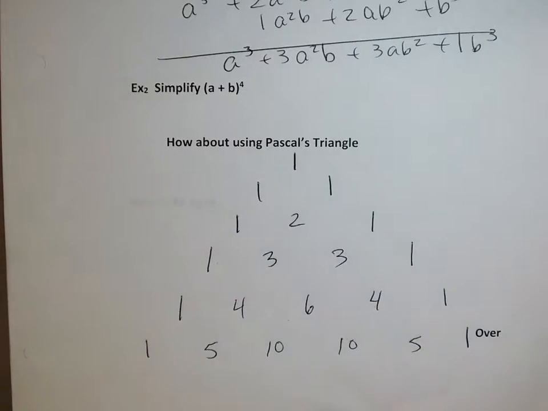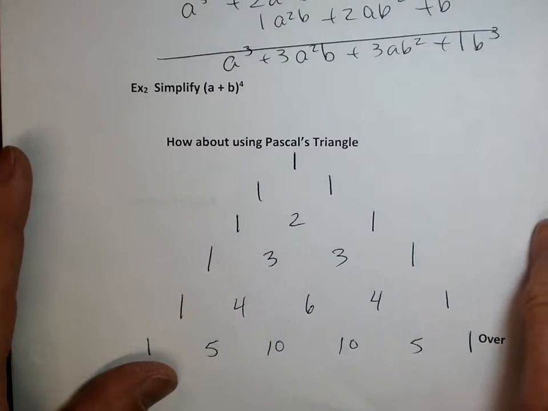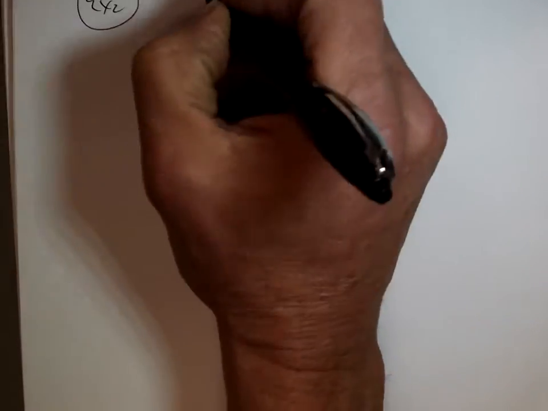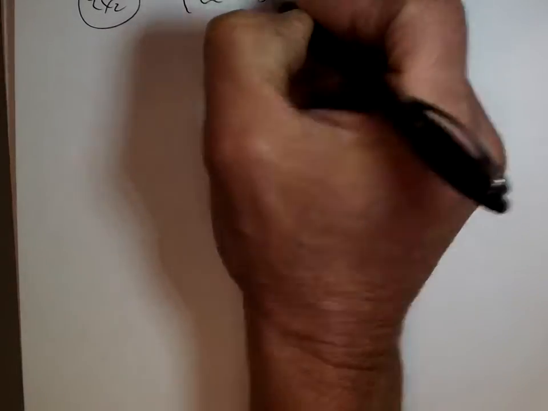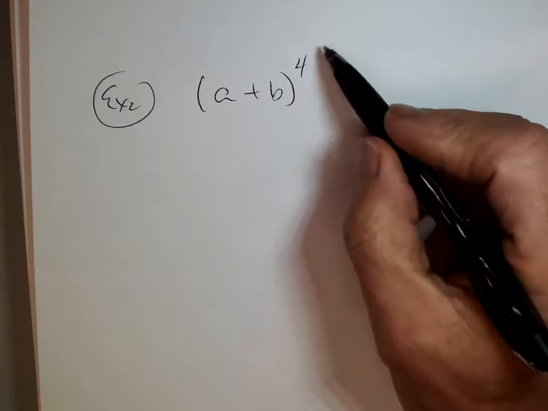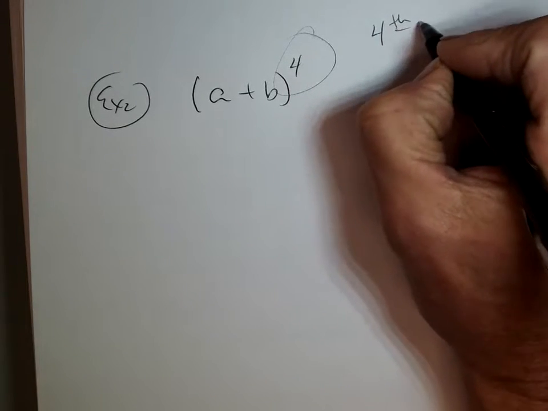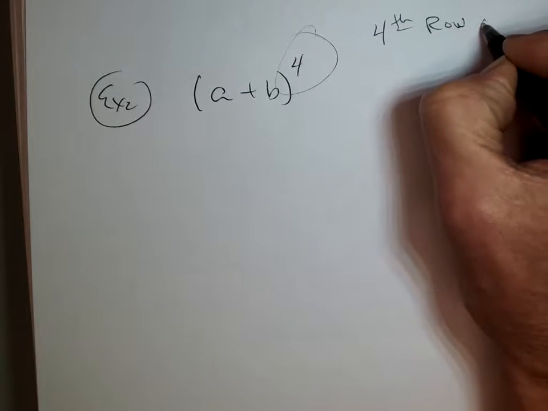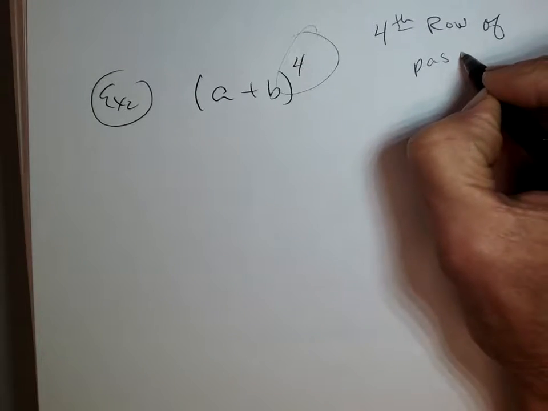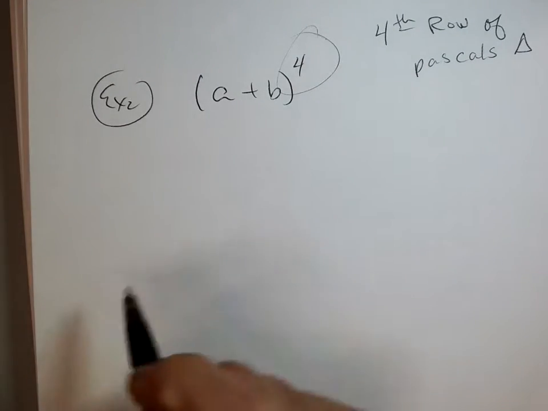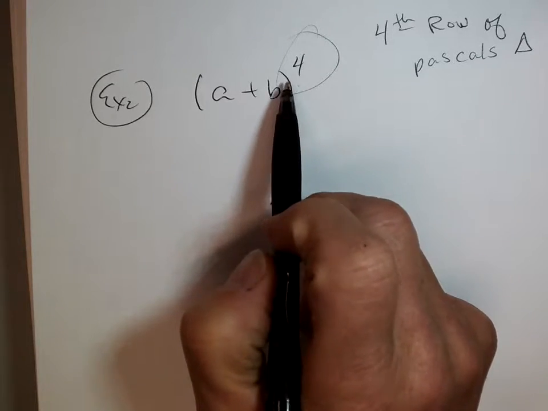Now, how does that help us? Well, let's look at example 2. I probably need to do example 2 on a separate sheet of paper because I don't think it's going to fit. We're going to use Pascal's triangle. I have the quantity A plus B to the 4th. I'm going to show you how Pascal's triangle works. It's to the 4th power, so I want to use the 4th row of Pascal's triangle.